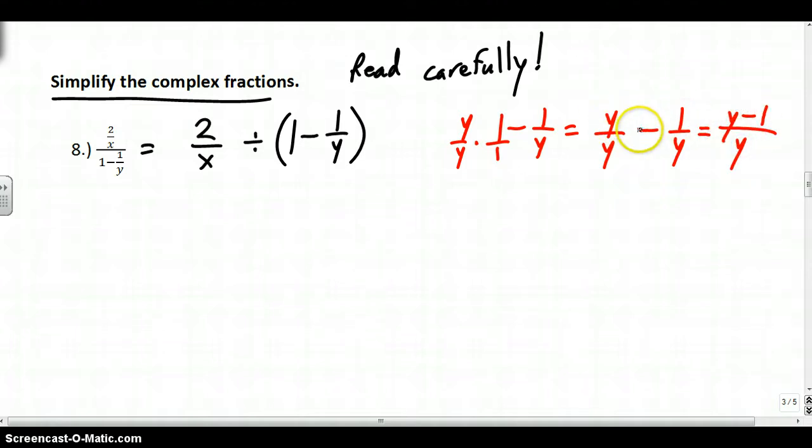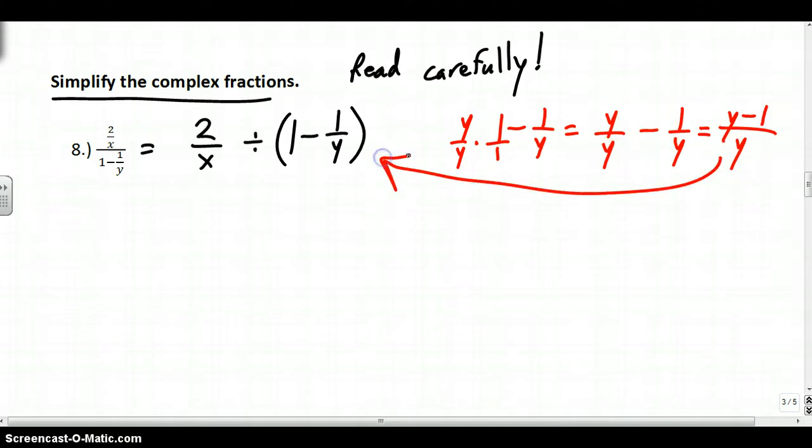Do not multiply these two together. I've seen a lot of you do that. It's just y minus 1. That's it. Okay. Now it's a single fraction, so I can replace it in the parentheses there. So now it becomes 2 over x divided by y minus 1 over y.